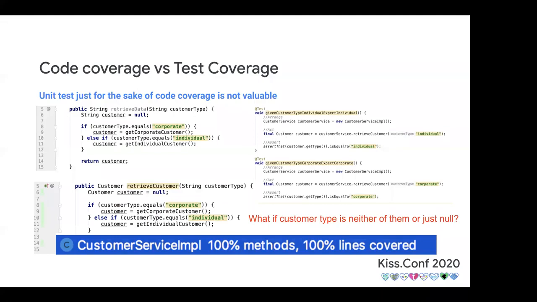but it is wrong. So line coverage means that if we execute this test, how many lines of code are covered. In this case, it covers 100%, but this doesn't mean we have 100% test coverage, because let's say that some developer doesn't understand what this code does and sends a null as a value, or sends something that is neither corporate or individual customer, then we return a null, and probably this will break something in the application.